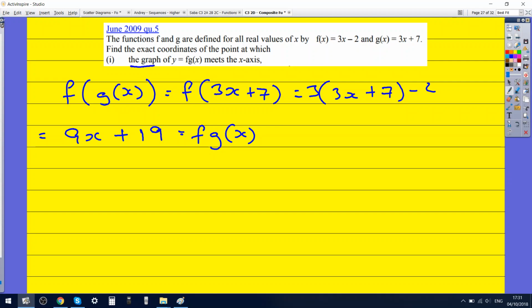They want to know where the graph of y equals f(g(x)) will meet the x-axis. How would you do that? Make y equals 0. Correct. On the x-axis, y is 0. So y equals 9x plus 19, the f of g of x, equals 0. So 9x equals minus 19. x equals minus 19 over 9. Yep. That's it. Any questions there?